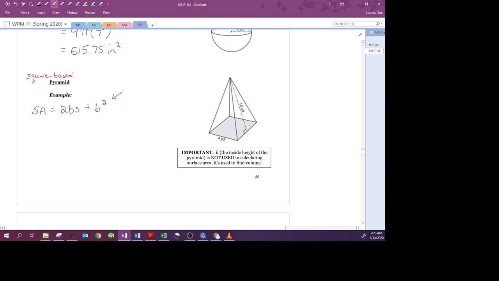which happens when the bottom of your pyramid is a square. This area here in red is square. So that's the red square. I'll write that. Okay, b squared. So this is also 4 yards here. And the 2bs is the slanted part. And b is the base length. And s is again the slant height.